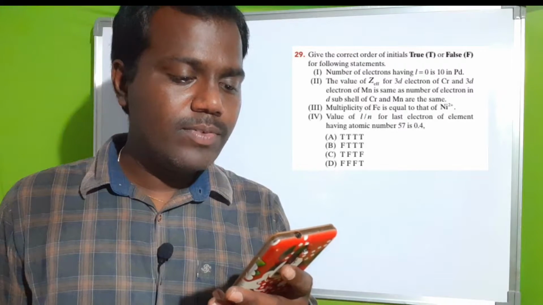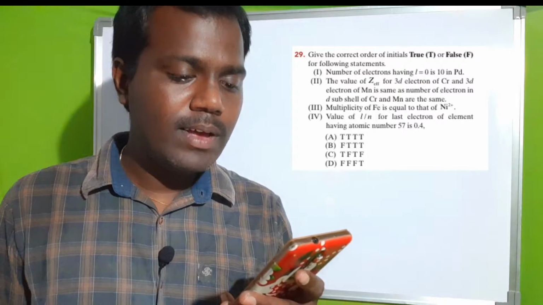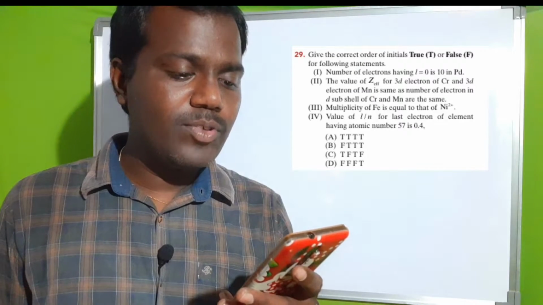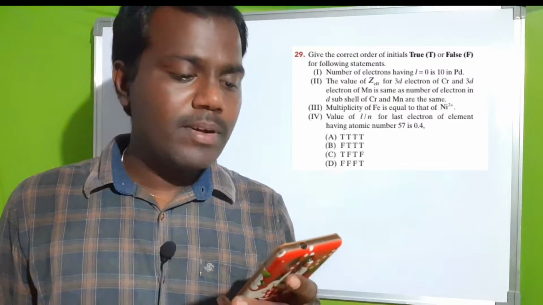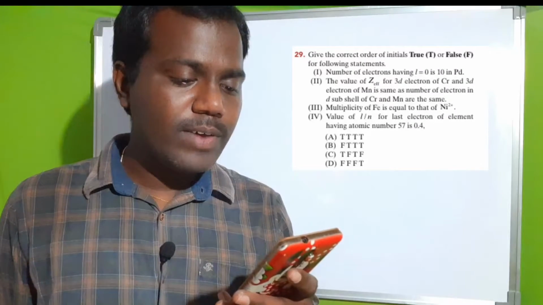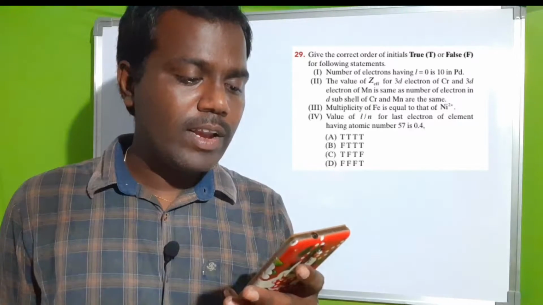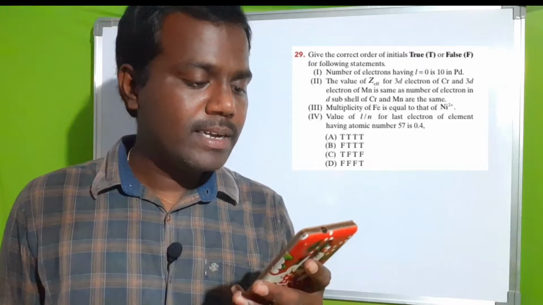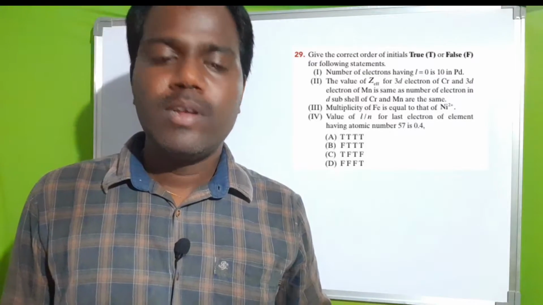Statement 2: the value of Z effective for the 3d electron of chromium and the 3d electron of manganese is the same, as the number of electrons in the d subshell of chromium and manganese are the same. Statement 3: the multiplicity of Fe is equal to that of Ni2+. And statement 4: the value of L by N for the last electron of the element having atomic number 57 is 0.4.